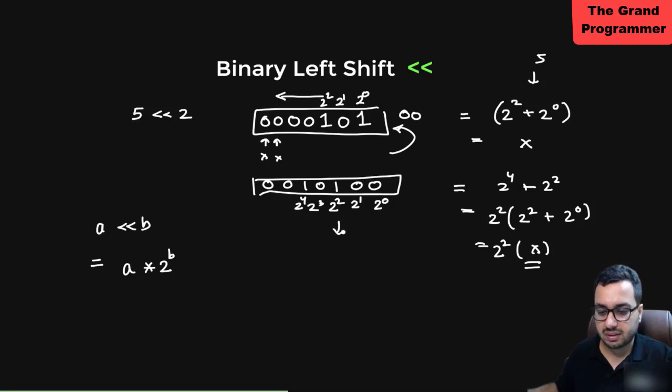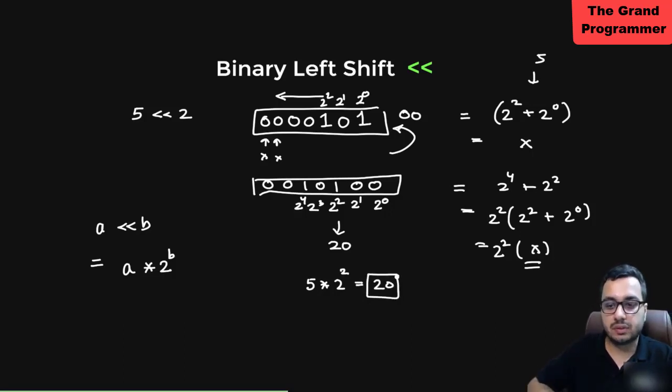If you see, this number is nothing but 16 plus 4, which is 20. So effectively 5 got multiplied by 2 raised to the power 2, that is 5 into 4, which is 20. Effectively when you do a left shift, the number is multiplied by a power of 2. So this is the left shift operator. I hope this one is now clear.